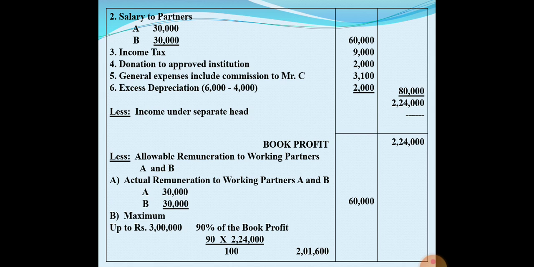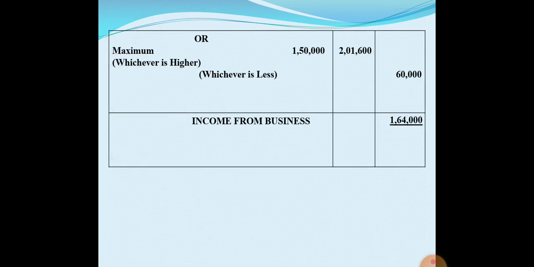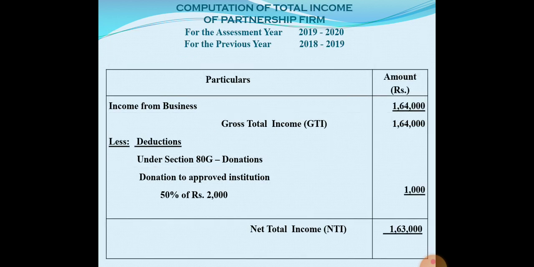According to the income tax rule, 90% of the book profit, that is 90 by 100 into 2,24,000, comes to 2,01,600, or maximum rupees 1,50,000. Out of A and B, we have to take whichever is higher. The higher amount is 2,01,600, and out of this, whichever is less we have to take, that is deductible. Whichever is less is 60,000. That balance is income from business. 1,64,000 is the taxable income from business.